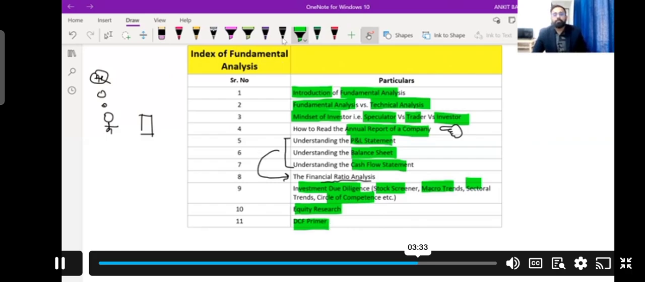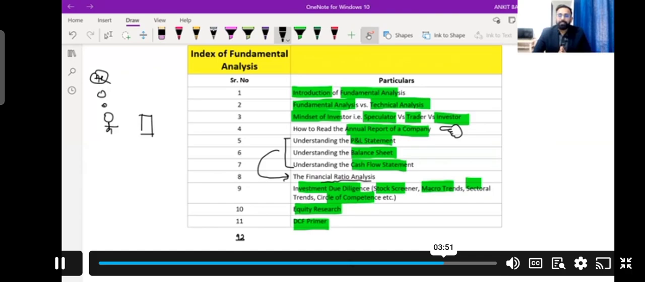Also I will be taking a few practical cases. I will be taking the data of a listed company, and I will tell you how you can do analysis of any listed company or any available company. It will help you analyze how the company will perform in future.